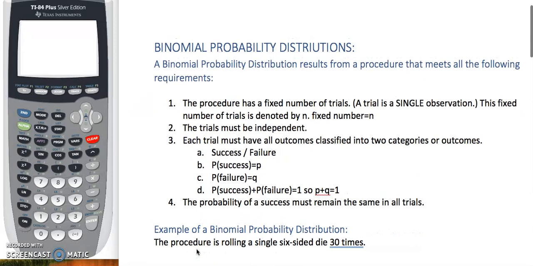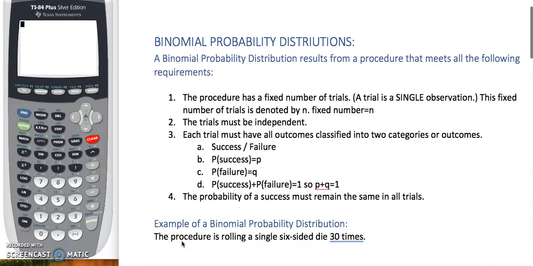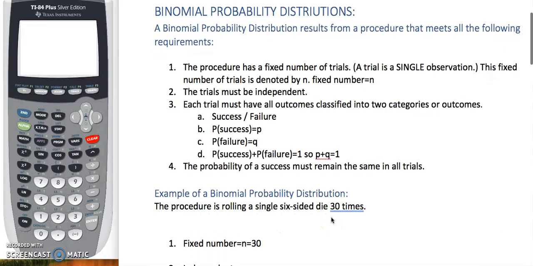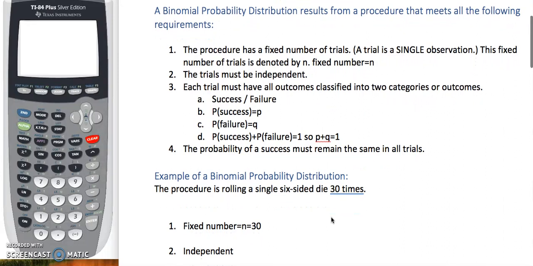So let's look at an example. The procedure is rolling a single 6-sided die 30 times. So let's discuss why this is a binomial probability distribution. Well, does it have a fixed number of trials? Sure. N is 30, right? We roll it 30 times. Each roll would be a single observation or a trial. Are the trials independent of each other? Yes, they are. My first roll doesn't affect my second roll.